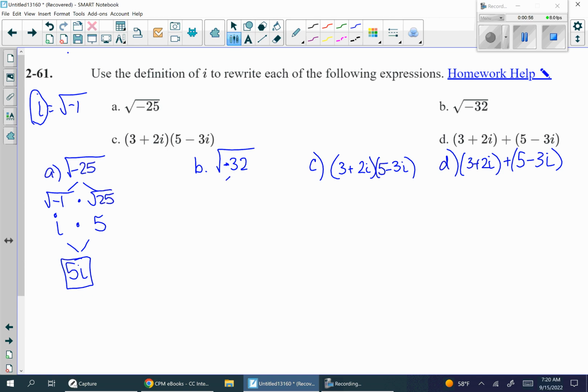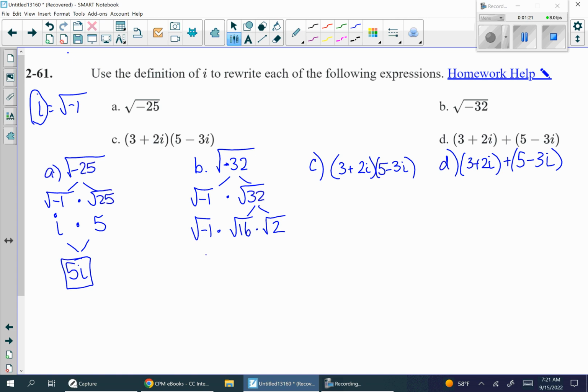So the square root of -32, I'm going to break out into the square root of -1 times the square root of 32, but the square root of 32 has a perfect square floating around in it. That's the focus here: we want to find the perfect square, and it happens to be 16 times 2. So the square root of -1 times the square root of 16 times the square root of 2.